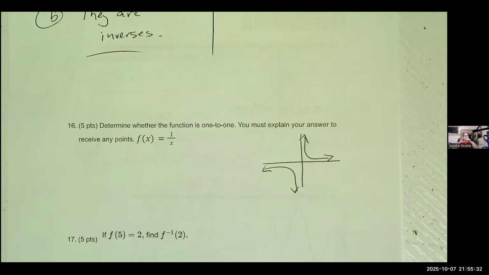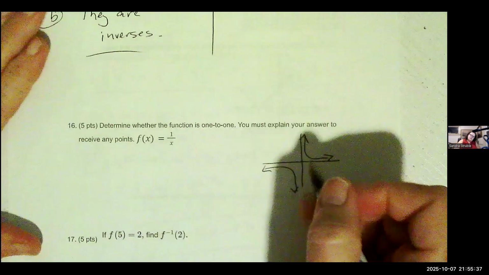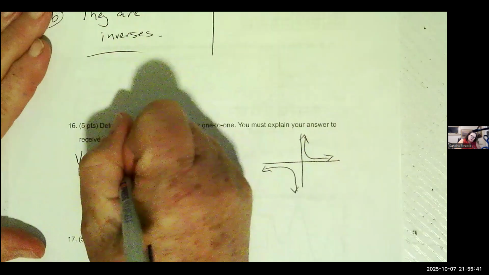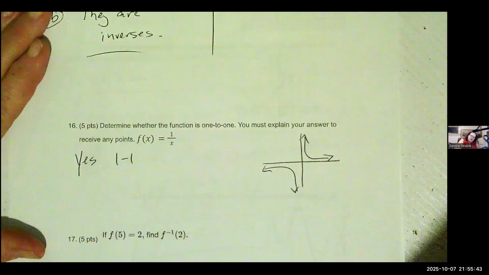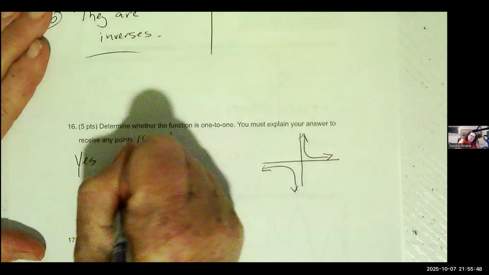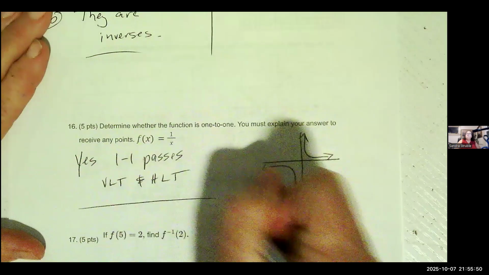They wouldn't be if it was 1 over x squared. So that's the reciprocal squared. But with this one, yes, one-to-one, passes vertical line test and horizontal line test. I'm totally cool with HLT and VLT.